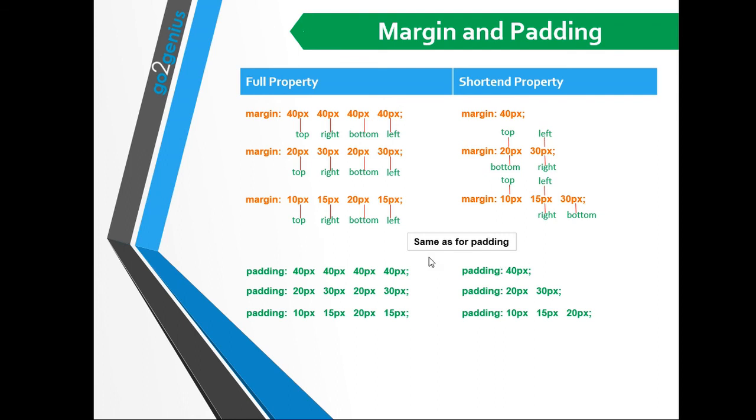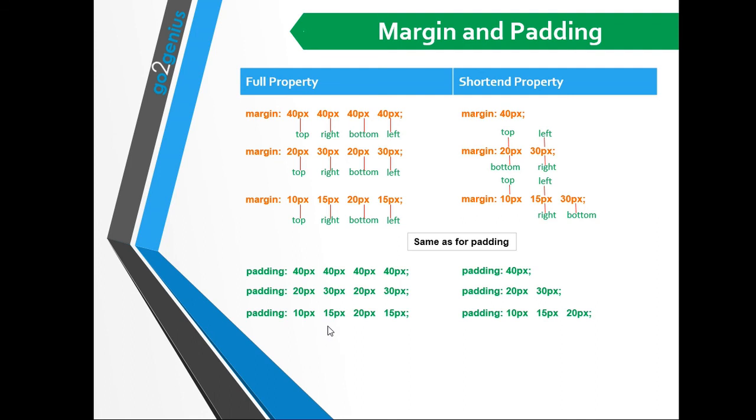Same as we can write the shorthand property for padding. If all 4 values are equal for the padding in each direction, then we can write the shorthand property same as margin with a single value. This is the shorthand property for padding. Same as if top and bottom values are equal and right and left values are equal, then we can write the shorthand property with 2 values. First for top and bottom value and second for left and right value.